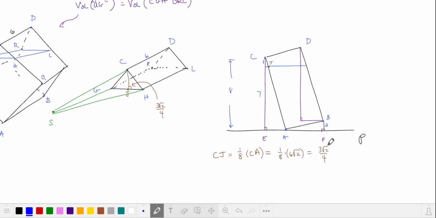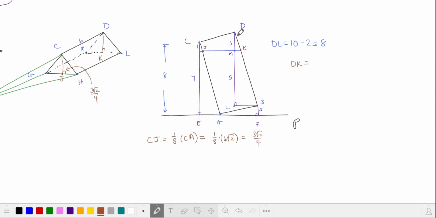EF is 2. If we call this point L, since D is 10 units above the plane, DL has length 8. If we call this point M, DM is 3 and ML is 5. When we draw an altitude from vertex D down to RL, we'll call this altitude DK. And this is K here on this diagram. K is 3/8 of the way from D to B. And DB again is a diagonal. So the height of our other isosceles right triangle is 9 root 2 over 4.